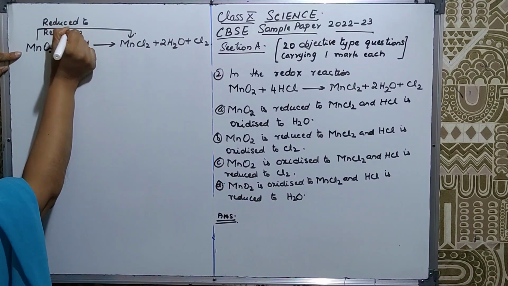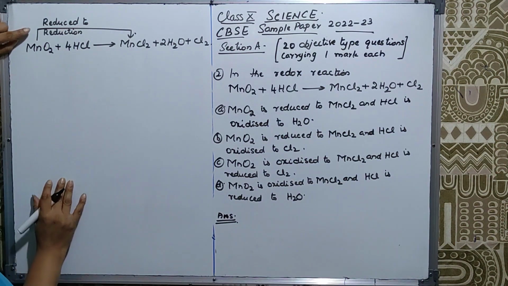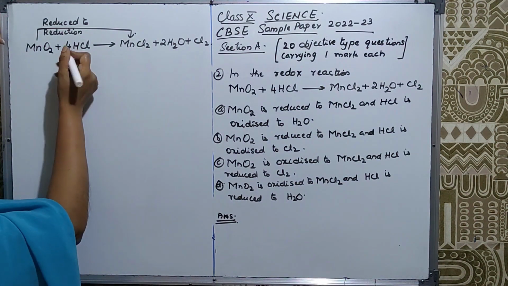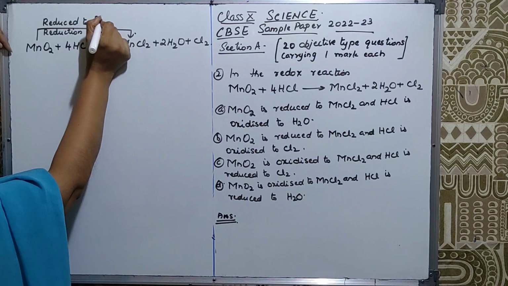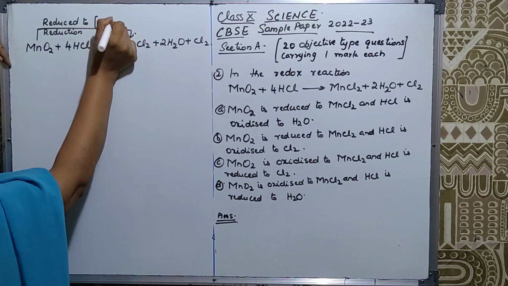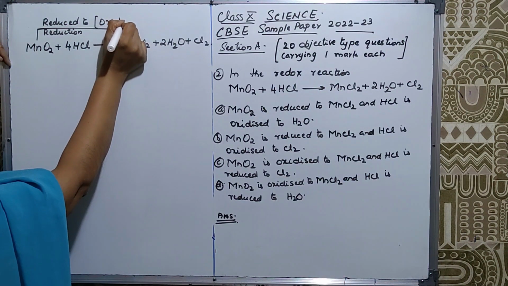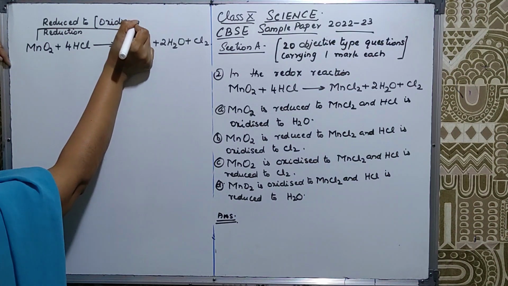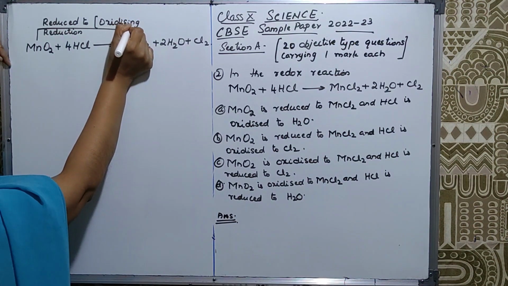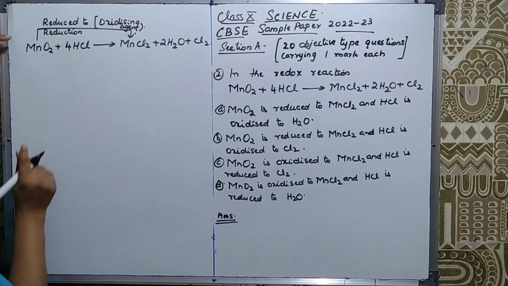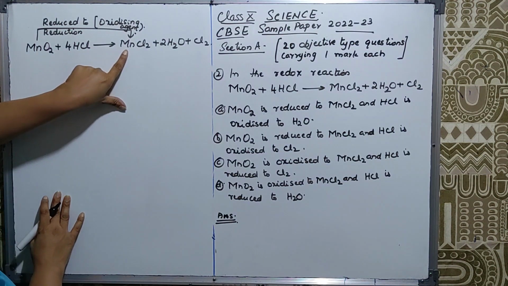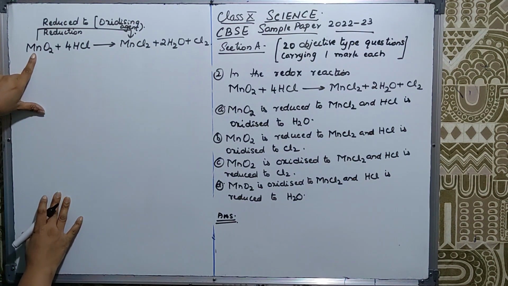To remember the oxidizing agent: where reduction is taking place, the agent will be the opposite. So the agent will be the oxidizing agent. That means MnO2 is reduced to MnCl2, therefore MnO2 is the oxidizing agent.